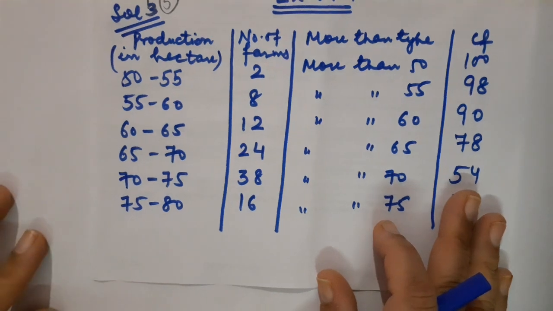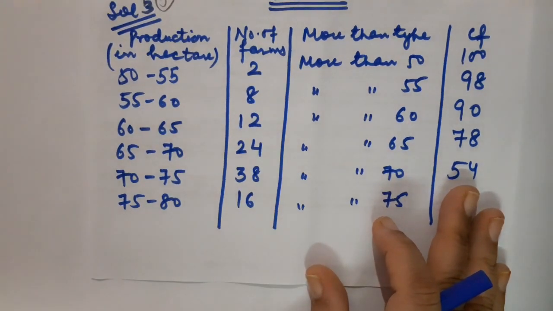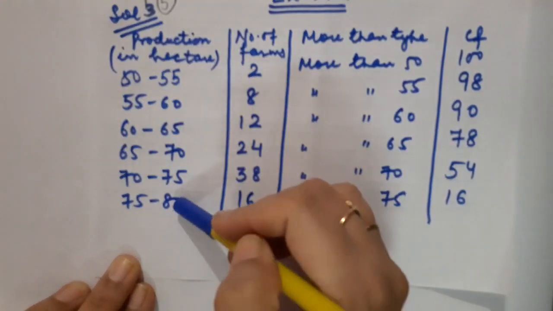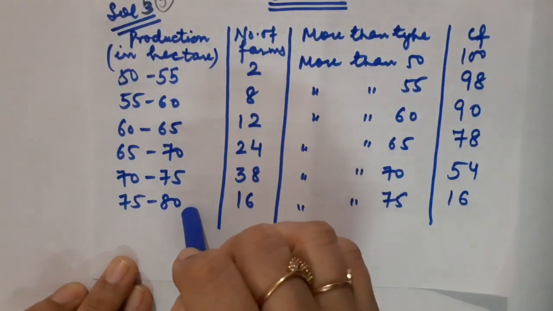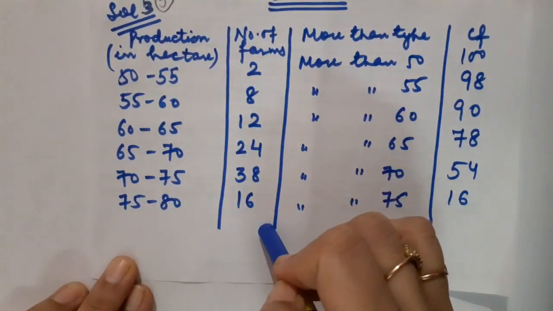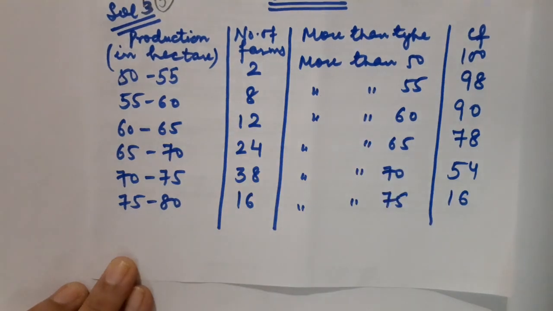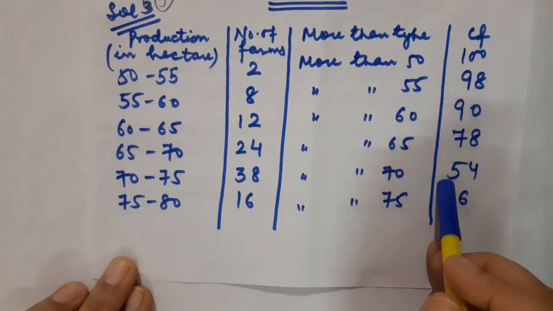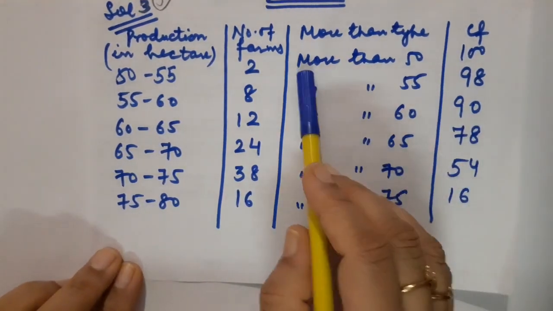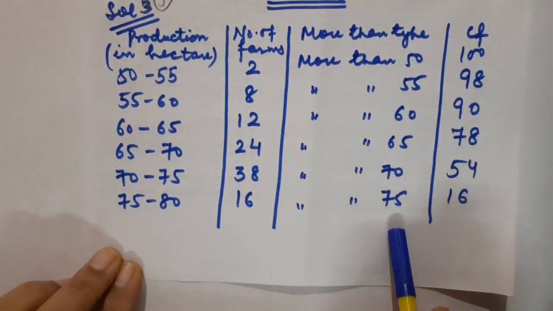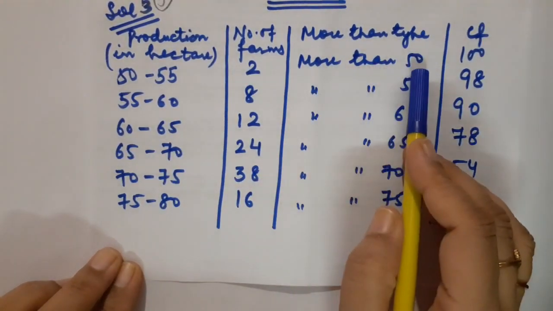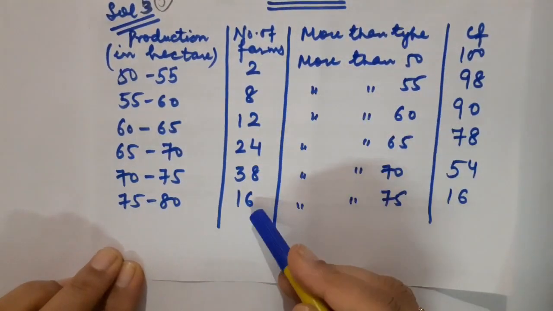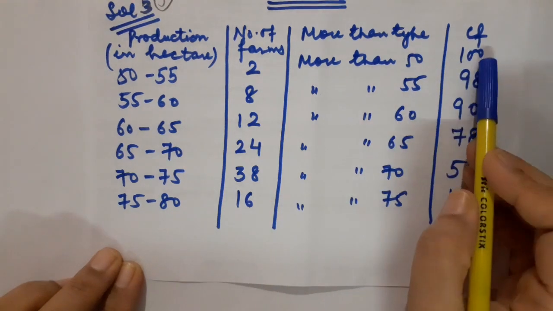It again relates to section B. The following table gives the production yield per hectare of wheat of 100 farms of a village. Here you can see, and the number of farms is also given. What is asked in the question is that we are supposed to convert this data into more than type, and ultimately draw the ogive. In more than type, we are supposed to take lower limits, which I have taken. More than 50 means you take all the frequencies which come in more than 50. So this is nothing but the summation of all the frequencies, that is 100.